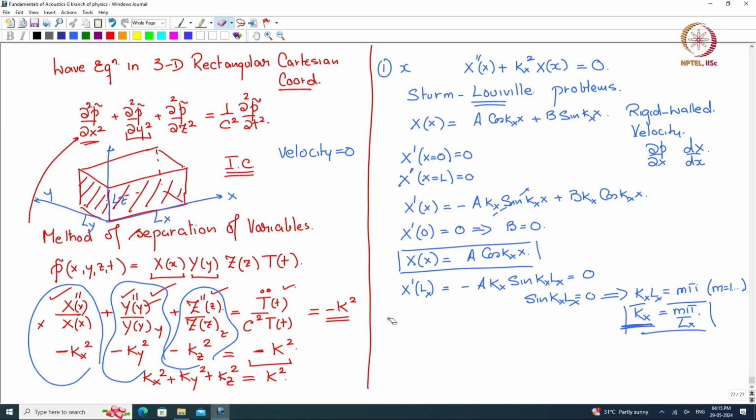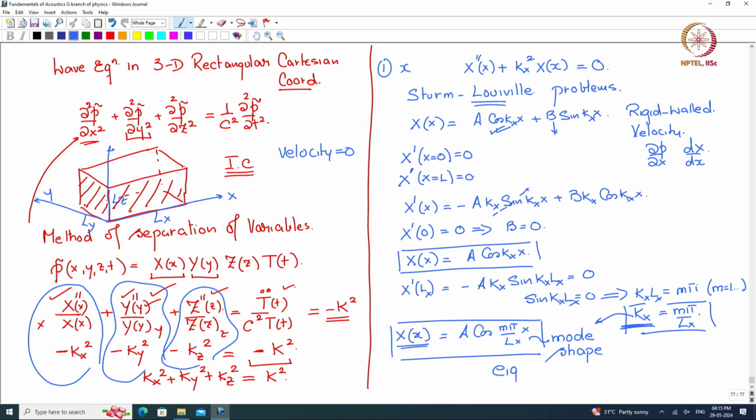so what is the shape of the function X of x? b was 0. So X of x is a cos m pi by Lx into x from here. Okay, b was 0. Okay, so that's the shape in the x direction, and this is the eigenvalue. So this is a mode shape in the x direction, mode shape or eigenfunction, and this is the eigenvalue.